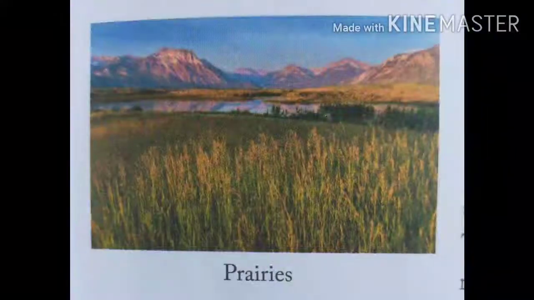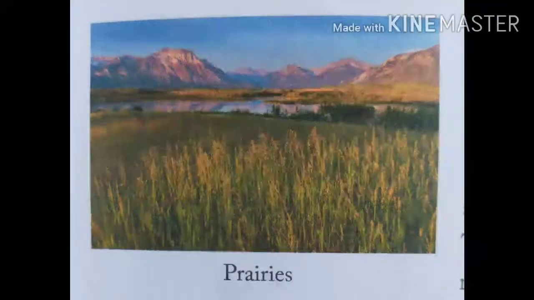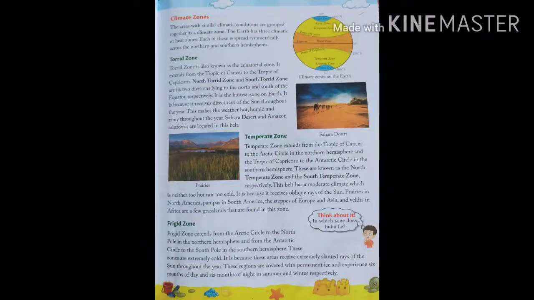Why so? Because it receives direct rays of the sun throughout the year. This makes the weather hot, humid and rainy throughout the year. It is very hot, quite humid and rainy throughout the year. Now the Sahara Desert and the Amazon rainforest are located in this belt. Now this is the explanation of the torrid zone.